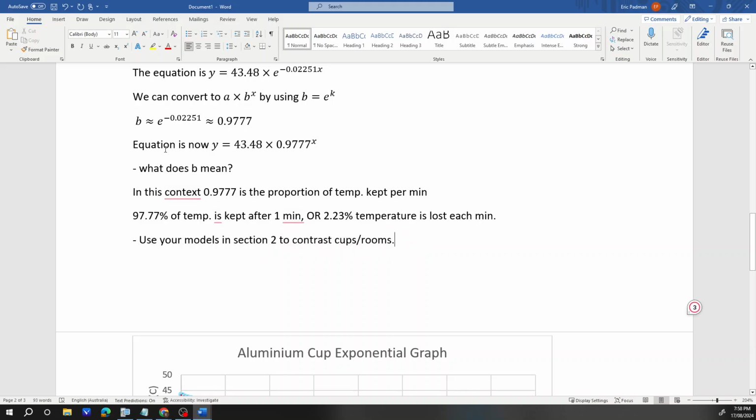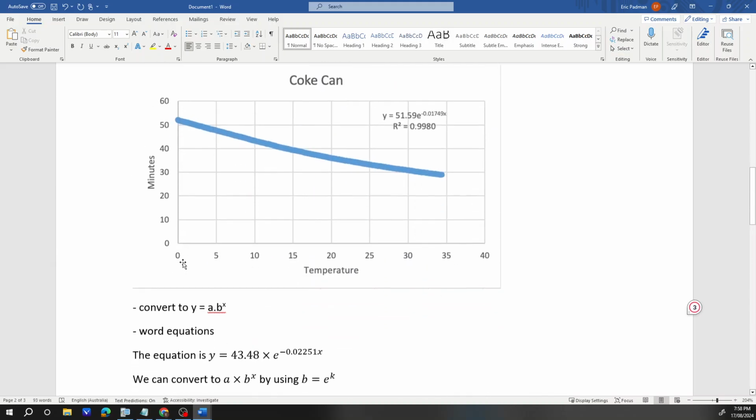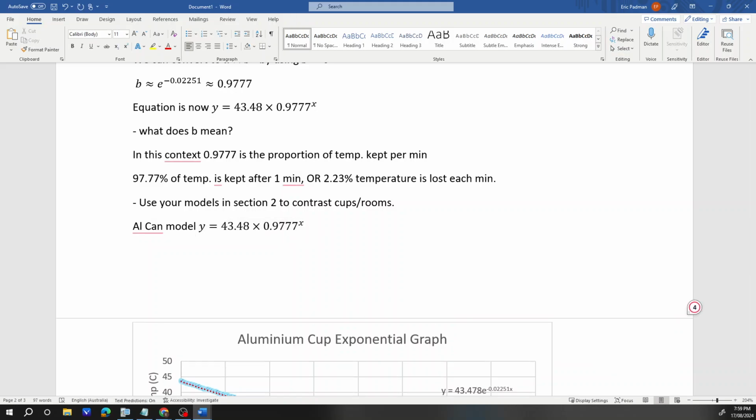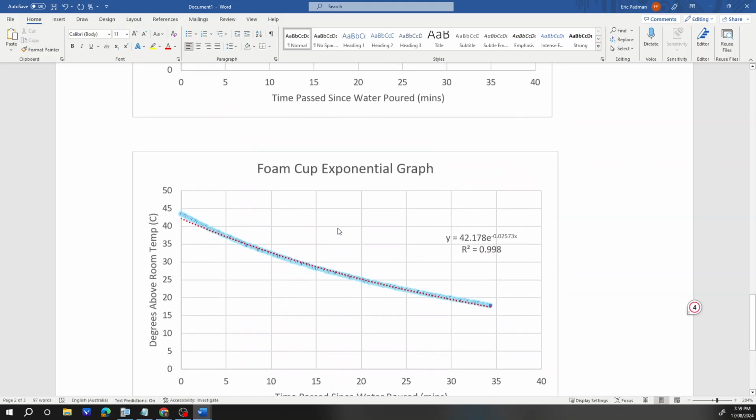So I'm going to write another equation. Sorry, we're looking at these ones. All right, so we've got the aluminium can, AL can. So we're going to take these models, and then we're going to look at this, which is from another person's work.